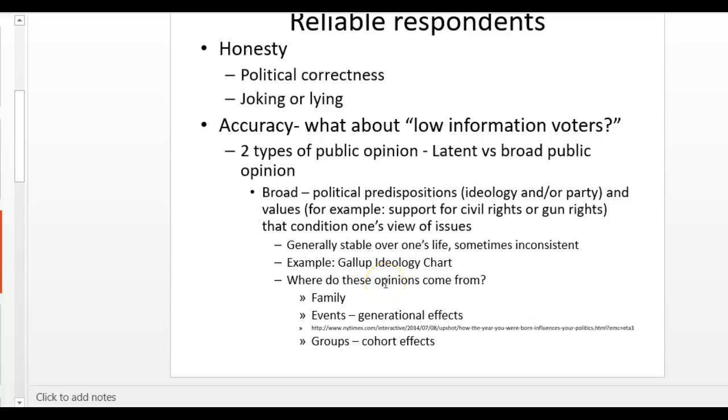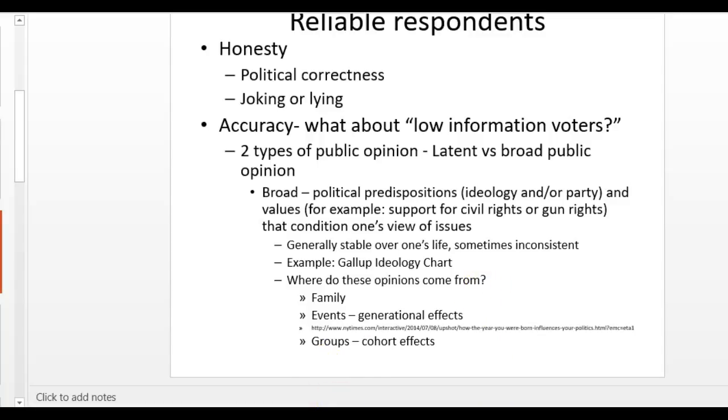Now, where do these public opinions come from? Well, family is very important. We know that. We also know that events can be very important. And when we say events, when we're talking about broad public opinion, we mean generational effects, things that happen when one is forming their political identity, generally when they're in their early 20s. And this does not change very much over one's life.